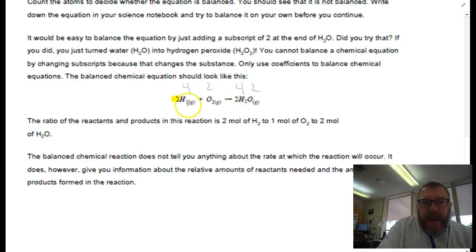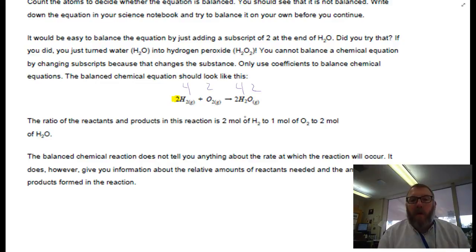And you'll notice the little lower subscripts here, gas, gas, gas. So hydrogen gas plus oxygen gas will produce water gas, or water vapor. The ratio of the reactants and products in this reaction is 2 moles of hydrogen to 1 mole of oxygen to 2 moles of water. The balanced chemical equation does not tell you anything about the rate at which the chemical reaction will occur. So it doesn't tell you how fast it's going to happen, but it just tells you the ratio in which this will occur. To get 2 moles of water, I have to have 2 moles of hydrogen gas and 1 mole of oxygen.